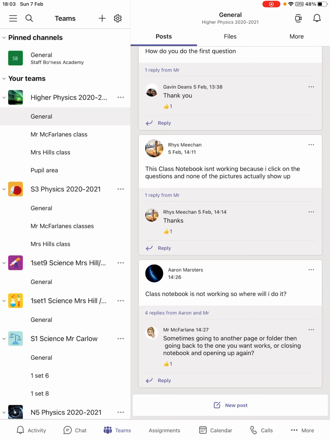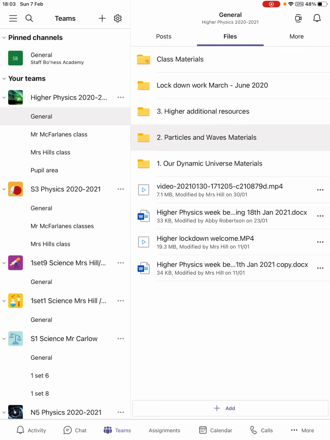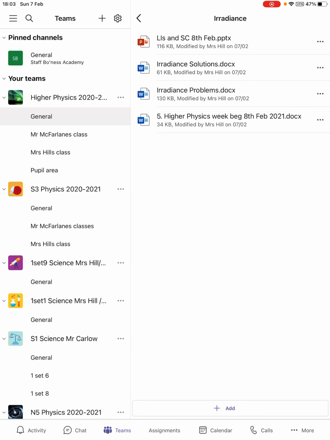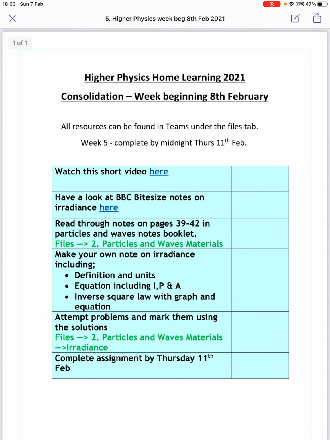So just again a reminder of where to find the information. Go into Files, Particles and Waves Materials, and you'll see that we've set up a folder called Irradiance. So this is all the materials you're going to need for this week. If I have a look at the checklist just now, you will see that there is a wee bit less on it, and the reason for that is that this is a short week, that you're off on holiday Friday, Monday, Tuesday, so we wouldn't have had as much time in class, so slightly fewer tasks this week.